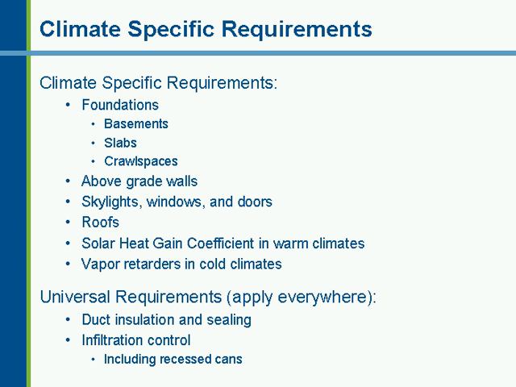Now, climate specific. We're not talking the percentage of glazing anymore, but what happens there is that your stringency is different depending on your climate zone. But where is it different? For your foundations, your above-grade walls, your fenestration, your roofs, and then vapor retarders. There's also some climate specific in the solar heat gain. But there are universal requirements that do apply everywhere: your duct insulation and sealing, and your infiltration controls.